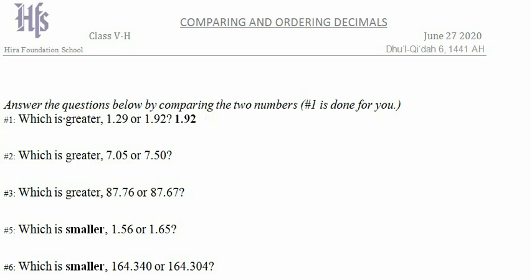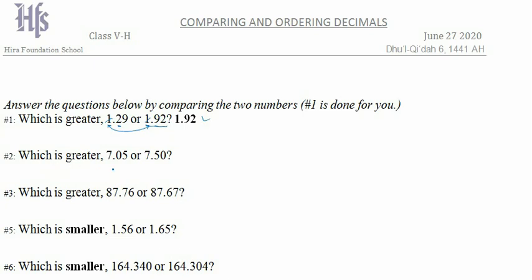So question number 1 says which is greater, and the numbers given are 1.29 or 1.92. Actually two numbers are given. We must first see the number before the decimal. It is 1 and it is 1, so they are both the same, and just after the decimal it is 2 and it is 9. So definitely 1.92 must be greater, because 1 is the same, so we can cancel it, and after the decimal there is 2 and there is 9. So this number is greater than 1.29, so we write 1.92.